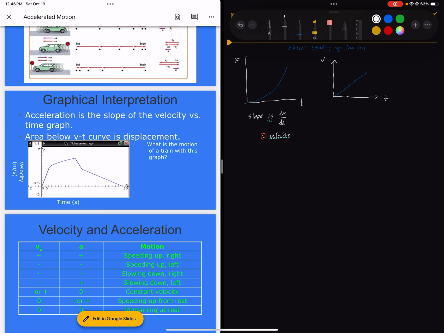If we interpret that physically, the object's speeding up, and to speed up means you're going faster and faster. The magnitude of your velocity is increasing, and we can see that in the velocity time graph. So for a velocity time graph, slope, again, is rise over run, except it's delta v over delta t. So the rise is v, the run is t, and we know that's acceleration.